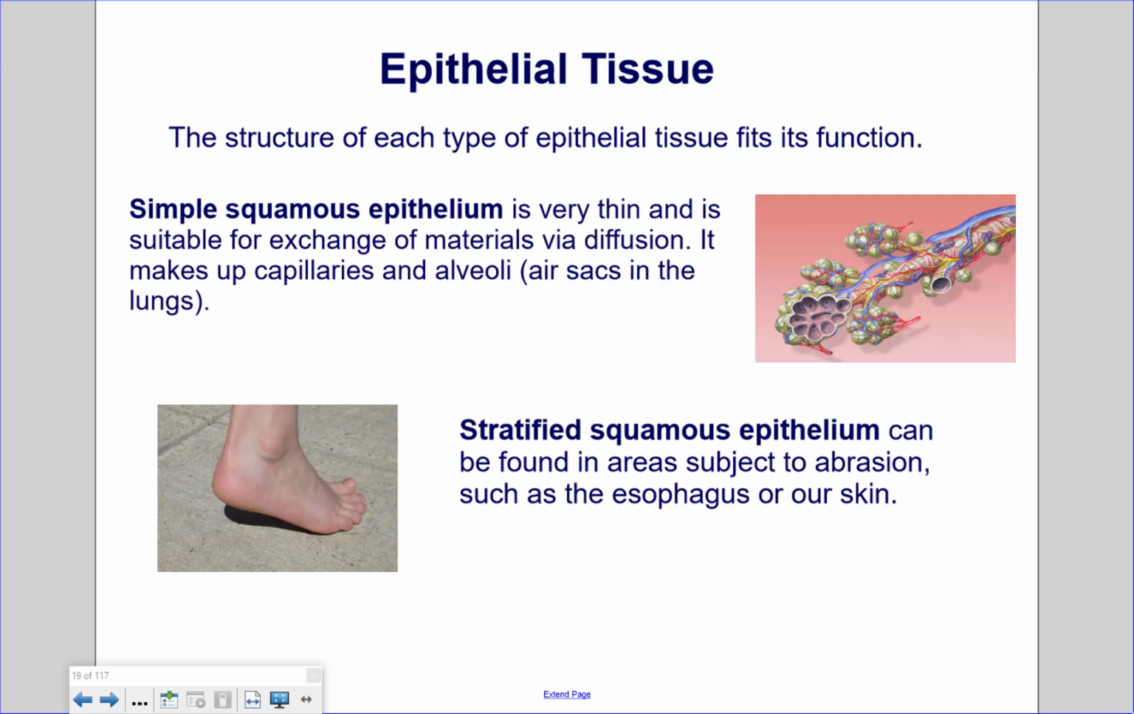Epithelial tissue. The structure of each type of epithelial tissue fits its function. Simple squamous epithelium is very thin and is suitable for exchange of materials via diffusion. It makes up capillaries and alveoli, which are the air sacs in the lungs. Stratified squamous epithelium can be found in areas subject to abrasion, such as the esophagus or our skin.